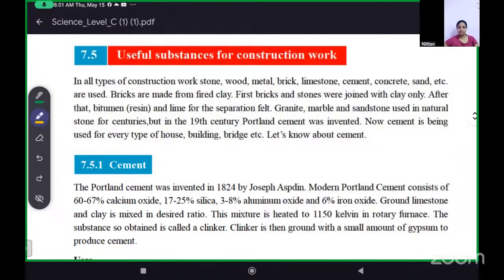Suppose a poor person cannot afford it, and they need a house. If we own a nice house, what would they use? If they cannot afford granite and marble, they used to use stones only. Houses made up of stones.